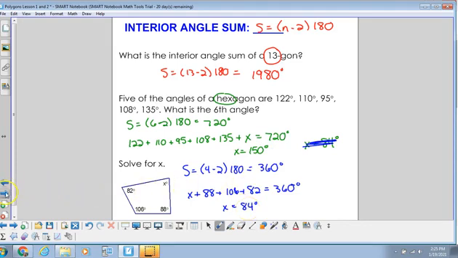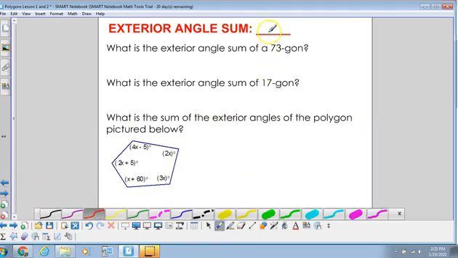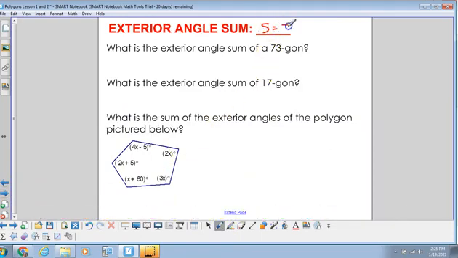Okay, now let's move on to the exterior angle sum. The exterior angle sum, I love this one. The sum of the exterior angles is 360 degrees. That's all. There's no formula. There's no adding, subtracting, dividing. The sum is always just 360 degrees. So what's the exterior angle sum of a 73-gon? Again, exterior sum is 360. What is the exterior angle sum of a 17-gon? It's 360. What is the sum of the exterior angles of the polygon pictured below?